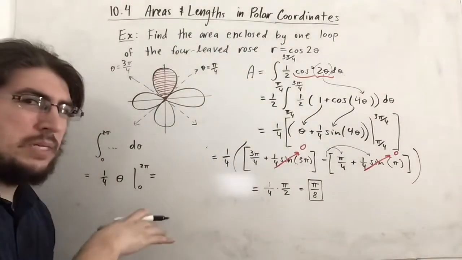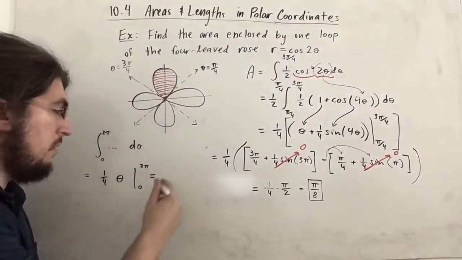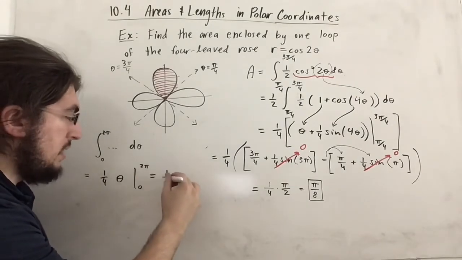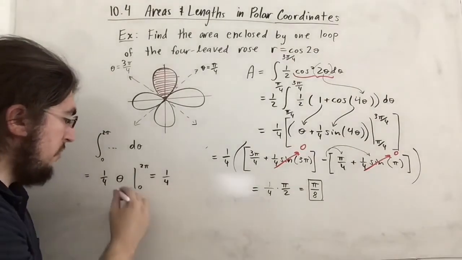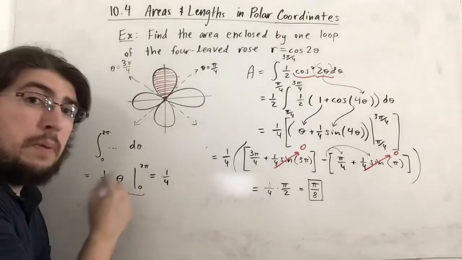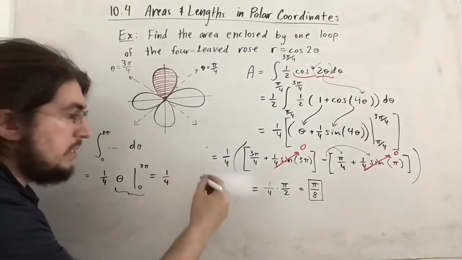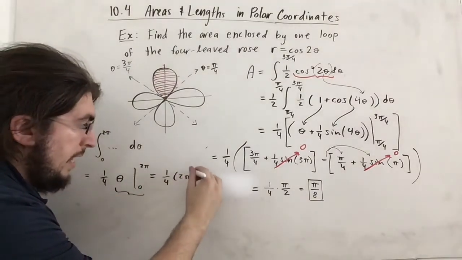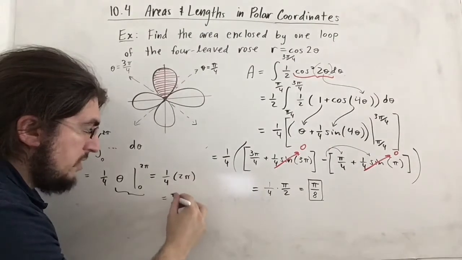I'm kind of skipping some details, but I just want to show you something kind of cool that happens. So what you'll end up getting is this, 1/4 times, if you evaluate this by plugging in 2 pi minus plugging in 0, you just get 2 pi. And this, of course, is just pi over 2.